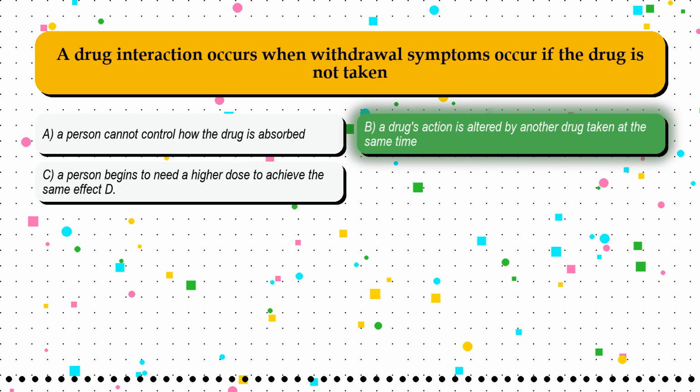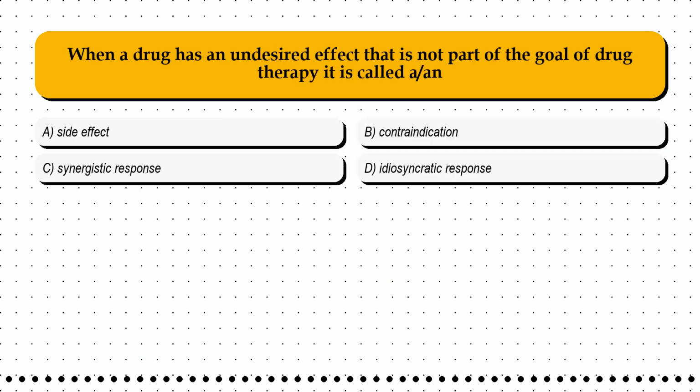The correct answer is option B. A drug's action is altered by another drug taken at the same time. Question 331. When a drug has an undesired effect that is not part of the goal of drug therapy, it is called a: Option A. Side effect. Option B. Contraindication. Option C. The synergistic response. Option D. The idiosyncratic response.